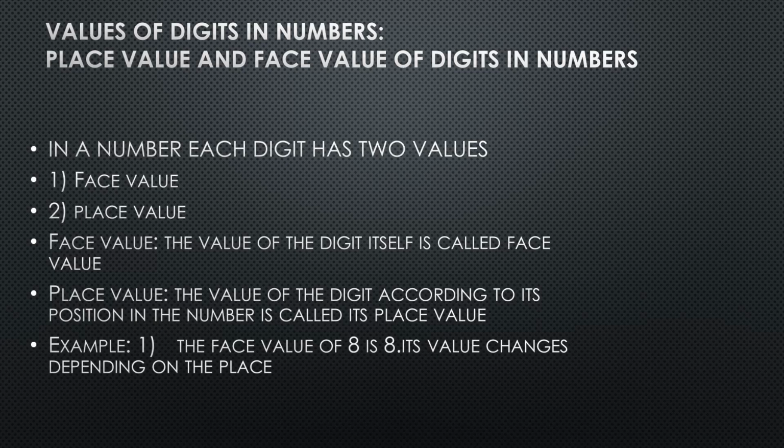Definition of place value: the value of the digit according to its position in the number is called its place value. Face value is the digit itself. Place value is according to its position. Example, the face value of 8 is 8. Its place value changes depending on the place.